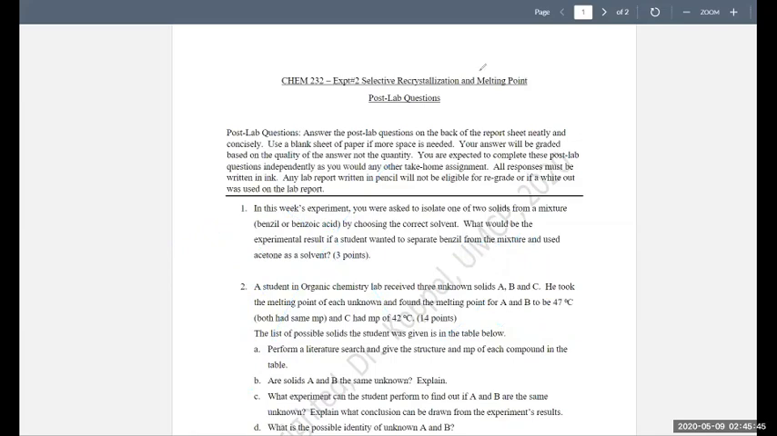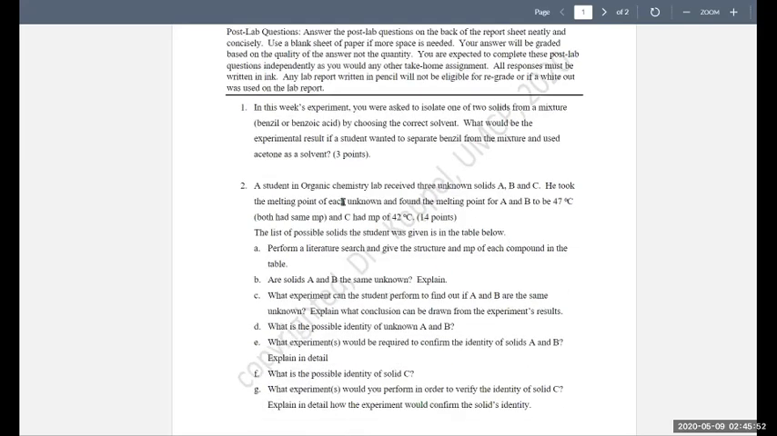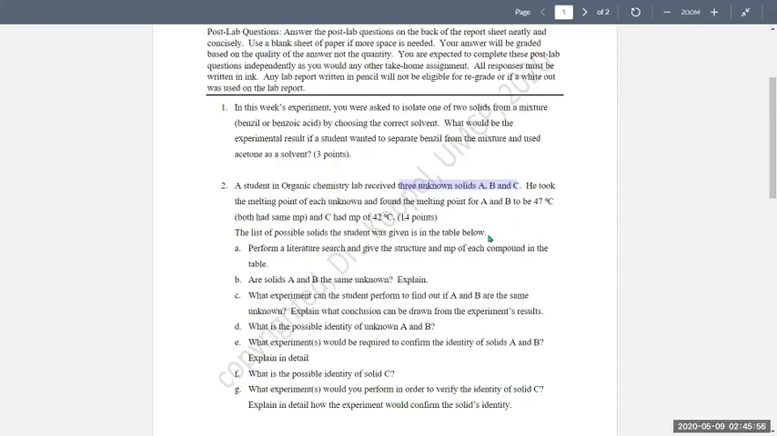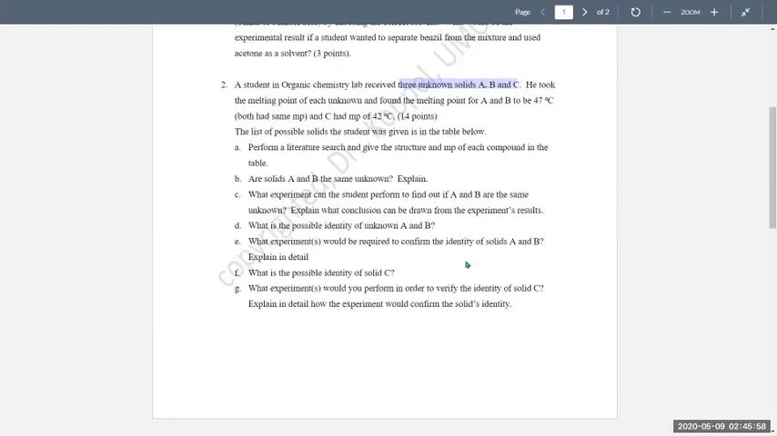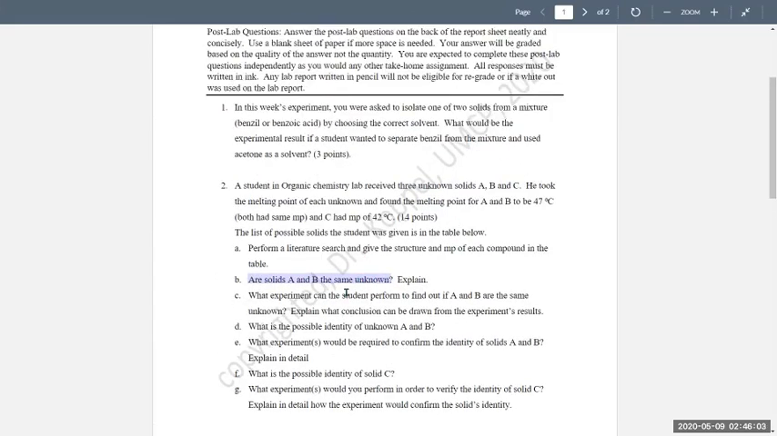So then about here, you want to make sure you know how to do the mixed melting point analysis. So that's important. Are solids A and B the same, unknown? With mixed melting point analysis, you can tell if it's the same, because then you won't see any broadening of your melting point range, and you won't see any lowering, which you would see if it was an impurity.